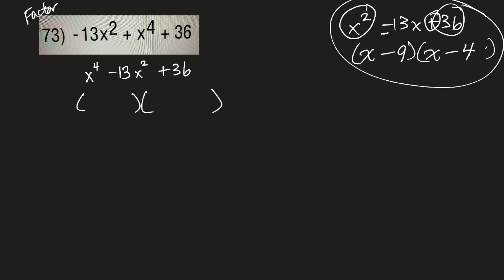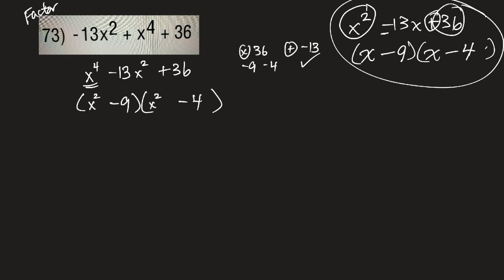This one, same thing. I'm going to split the x to the fourth into x squared and x squared. Two things that multiply to 36, and the same numbers have to add to a negative 13. So it's a negative 9 and negative 4.